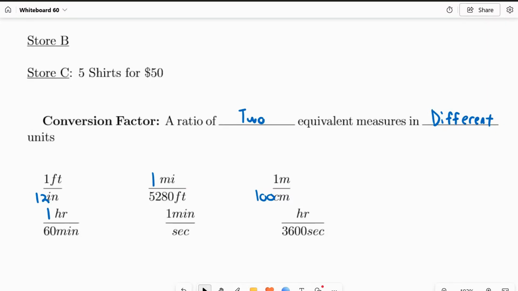1 hour is equivalent to 60 minutes, and 1 minute is equivalent to 60 seconds. This one's a little more difficult: 3,600 seconds is actually 1 hour. Make sure you write all of these different conversion factors down, although in most problems, I will give you your unit conversions. These are some of the most common ones that we'll see throughout the unit.